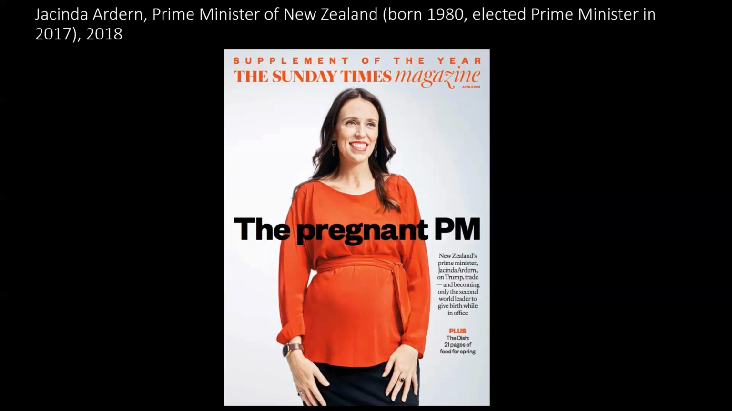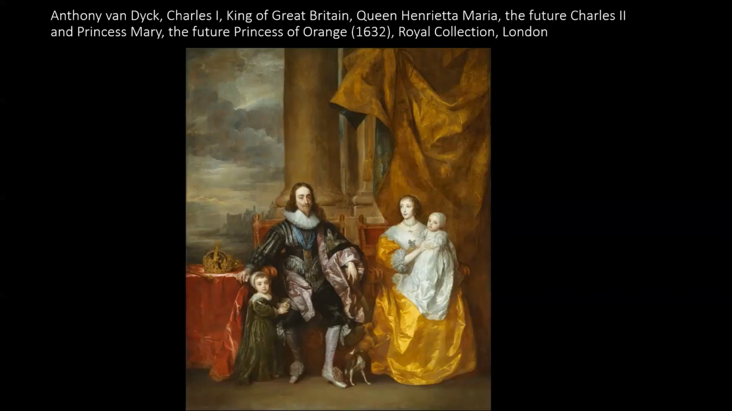Now, if queens regnant had a choice as to whether they built motherliness into their image or not, for queens consort, it was the justification for their existence. So they had to be painted with their children. A queen consort who did not give her husband an heir was in deep trouble, for she was considered to have failed in her primary purpose.